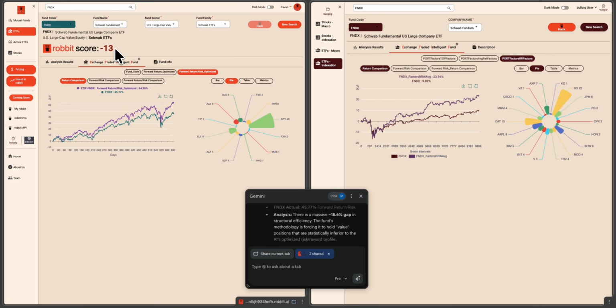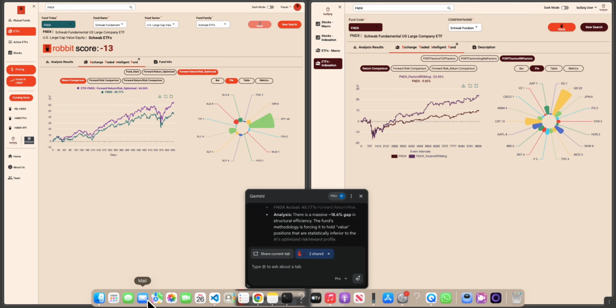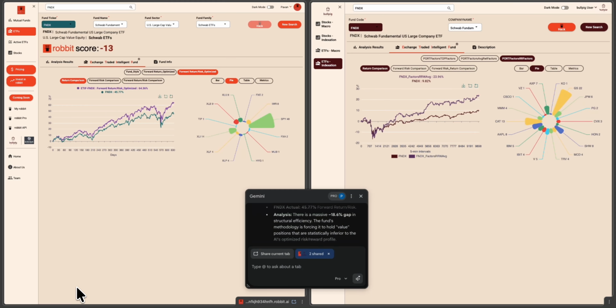This is one of the lowest efficiency scores possible, indicating that the fund's fundamental strategy is currently broken relative to the market environment. 1. Strategic Analysis, Robbit tab. The metric: forward return/risk optimized. The gap: optimized model, ETIF, 64.36%, Robbit. FNDX, actual, 45.77%, Robbit. The diagnosis: there's a massive, approximately 18.6% efficiency gap.